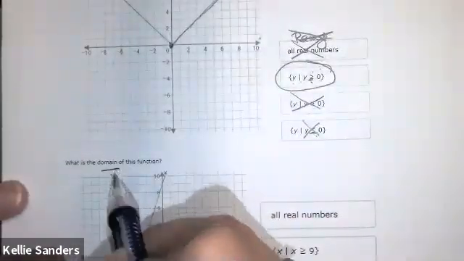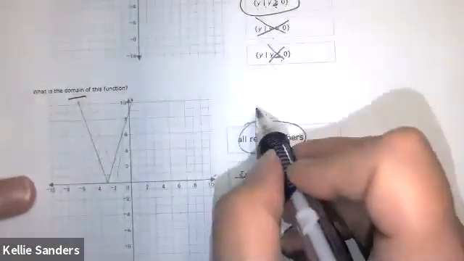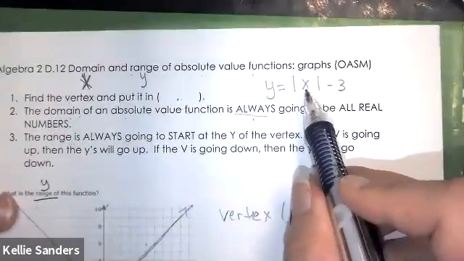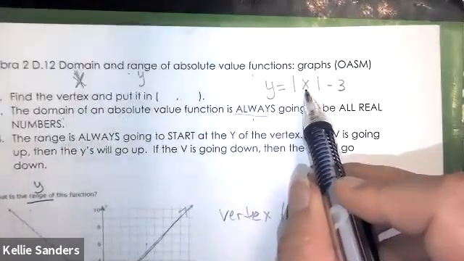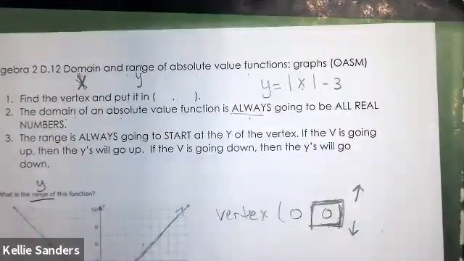The domain, it's V. I don't care. I'm not looking at anything. It is all real numbers because you can put anything inside this in for x and be able to do it and get some kind of answer. So your domain for absolute values is always going to be all real numbers.